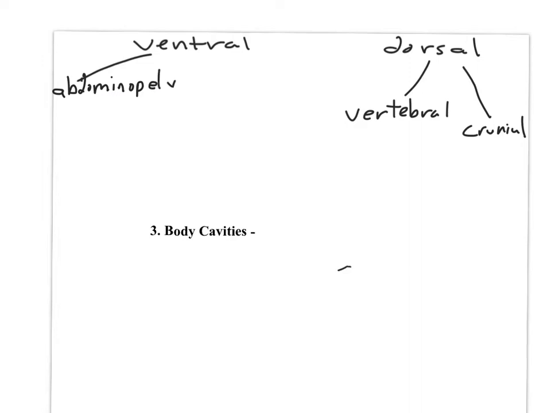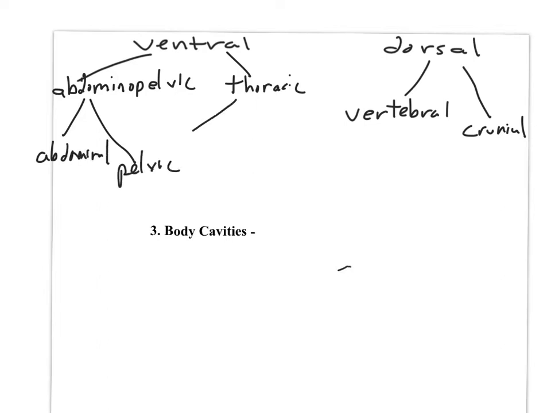Abdominopelvic cavity and the thoracic cavity in the chest. The abdominopelvic cavity is divided obviously into the abdominal and pelvic cavities, and the thoracic cavity is divided into the pleural and pericardial cavities. You should know or be able to give me an example of organs found in each of these cavities.